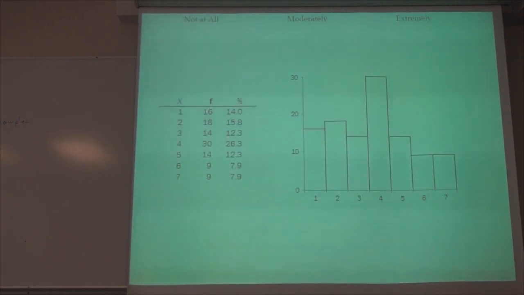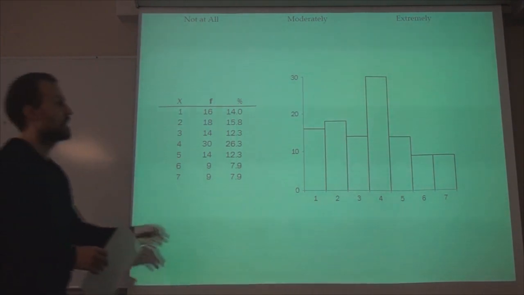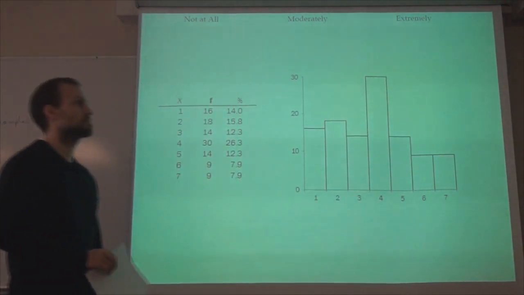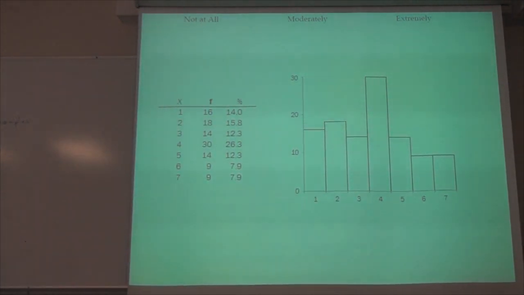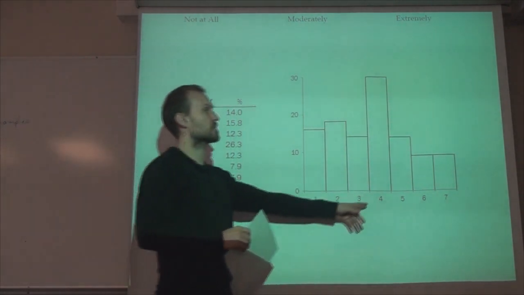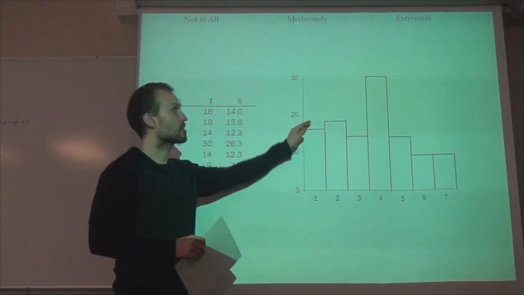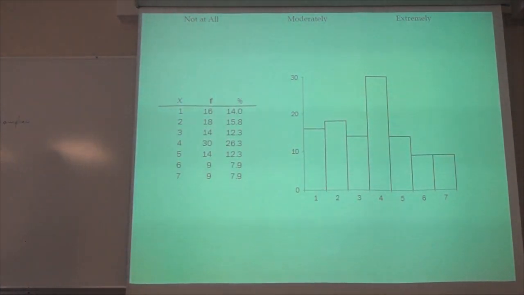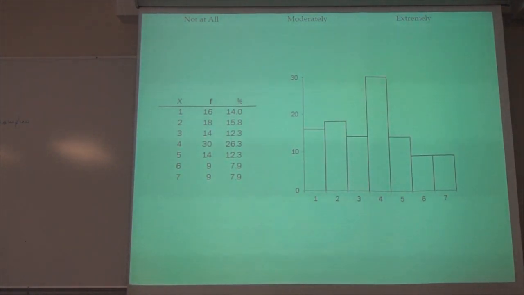If I look at this profile distribution to the histogram, I see there's one value that occurred most often, and the others were sort of the same. So it has a single mode of 4, the value that occurred most often, and we call this distribution unimodal. It has one mode.